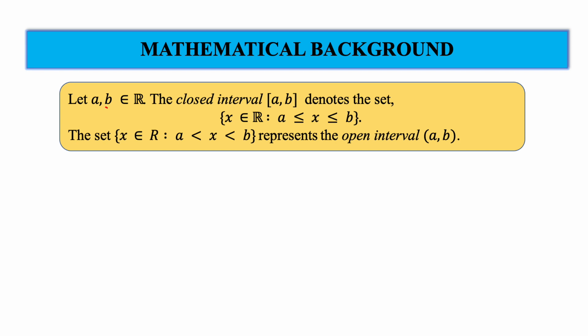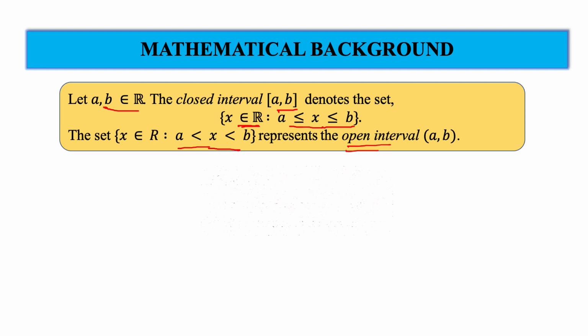Suppose a and b are real numbers, then the closed interval ab, which is denoted by square brackets [a, b], is the set of real numbers x such that a is less than or equal to x and x is less than or equal to b. Then the set of x such that a is less than x and x is less than b is called an open interval.